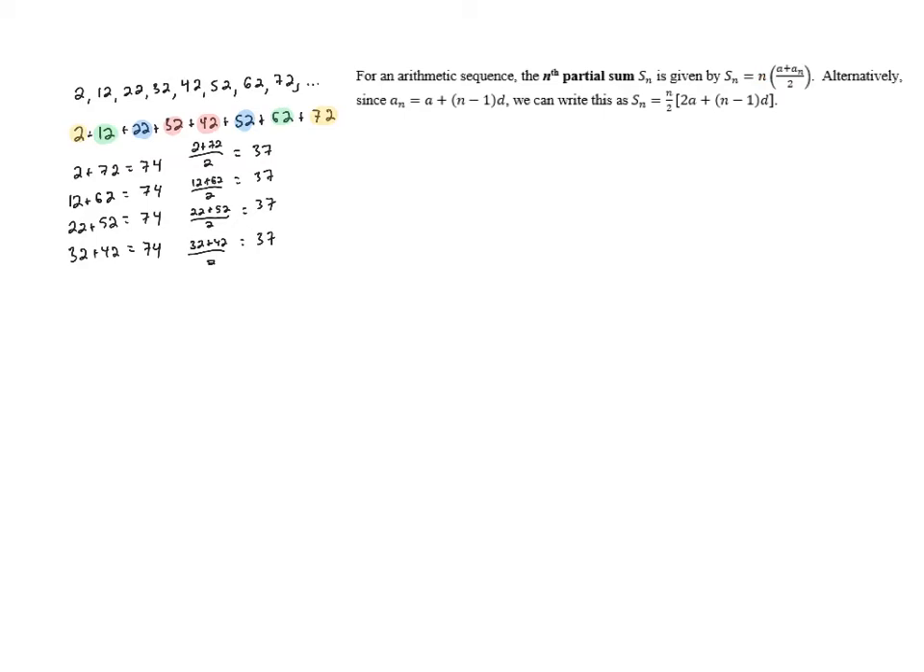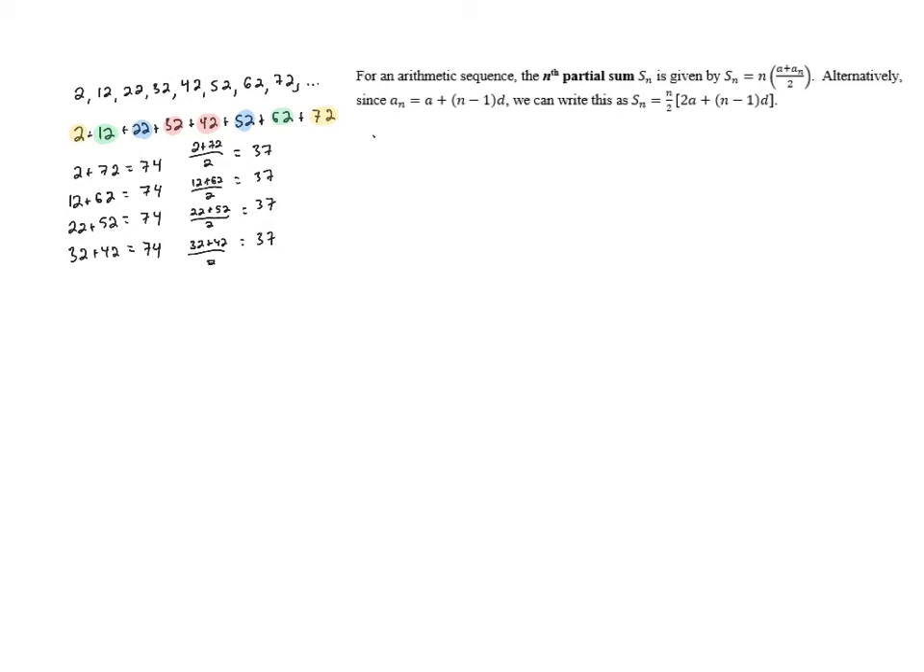This is a perfectly good formula, but we do have another one because we know that the nth term is given by the first term plus n minus 1 times the common difference. We can rewrite this formula in terms of the first term and the common difference instead of the first term and the last term. I know that might seem like a lot, but let's use that to figure out the partial sum here instead of going through and adding all of these together.